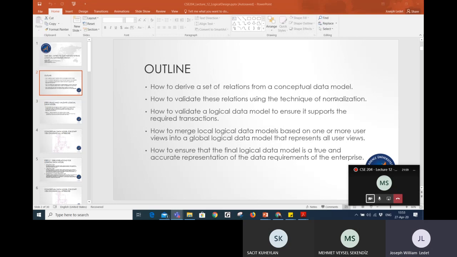So normalization is going to come in as a part of this process, right? And we're going to make sure that it works well for our users, okay? One of the optional steps here is going to be this merging step. We're going to possibly merge two databases together.